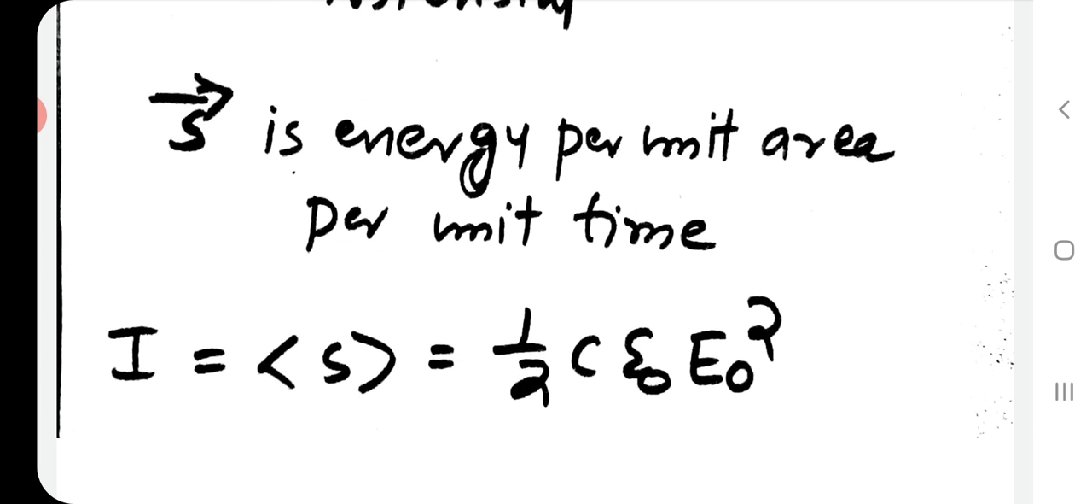I, the intensity, is equal to the average value of S, equal to half c epsilon 0 E0 square. We have done away with the vector notation because intensity is a scalar quantity, so we are taking the magnitude of the Poynting vector. So I is equal to the average value of the Poynting vector, half c epsilon 0 E0 square.